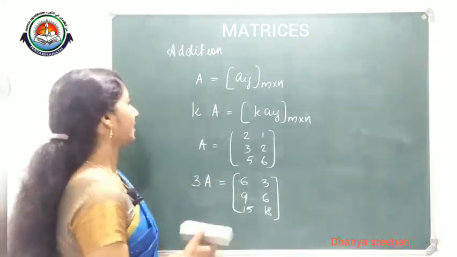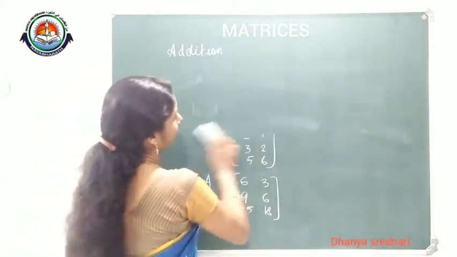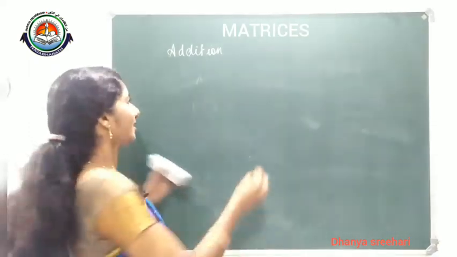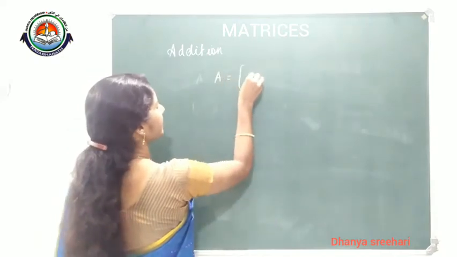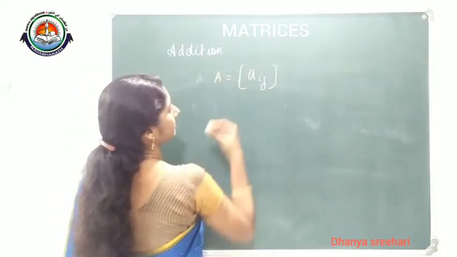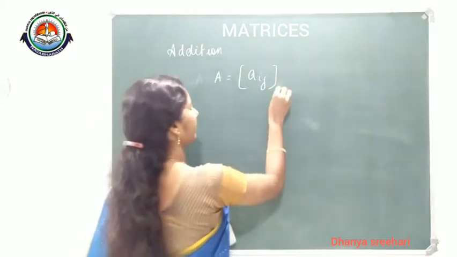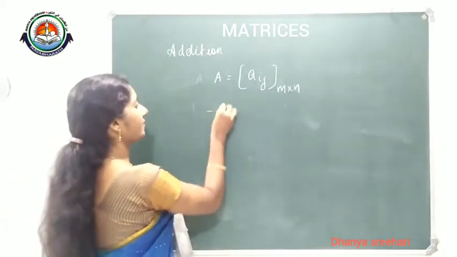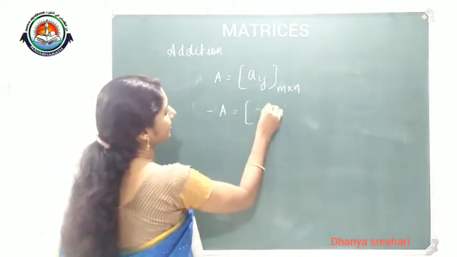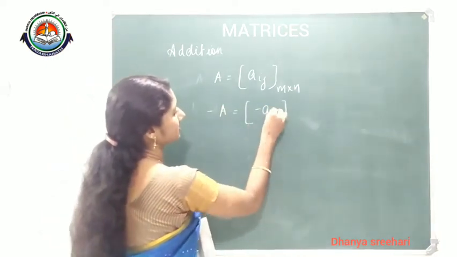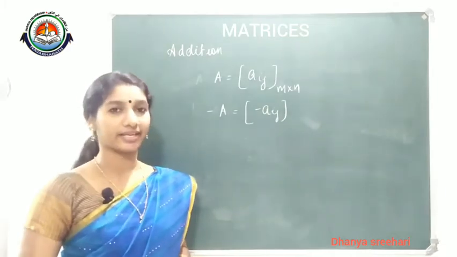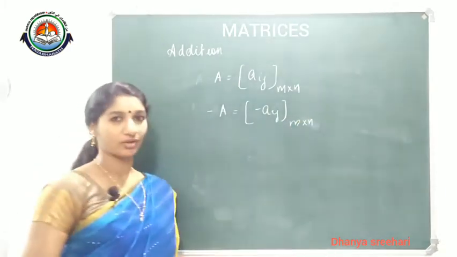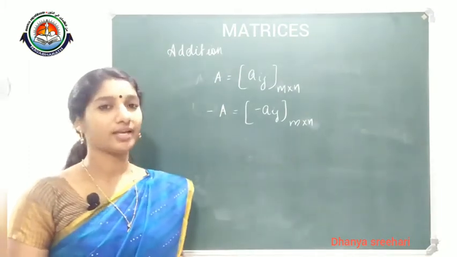Clear? The next one is, what is meant by negative of a matrix? So one matrix A is given, its general form [Aij] of order m by n. Then negative of A means each element's sign will reverse. Each element we will take its negative. Same order, there will not be any change in the order while changing the sign of the elements.